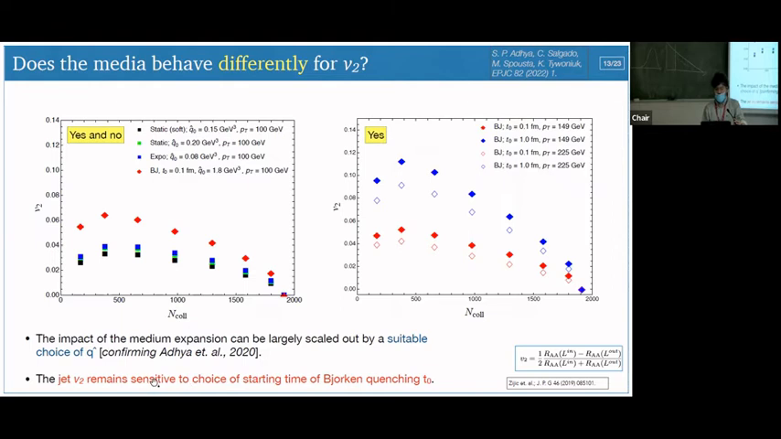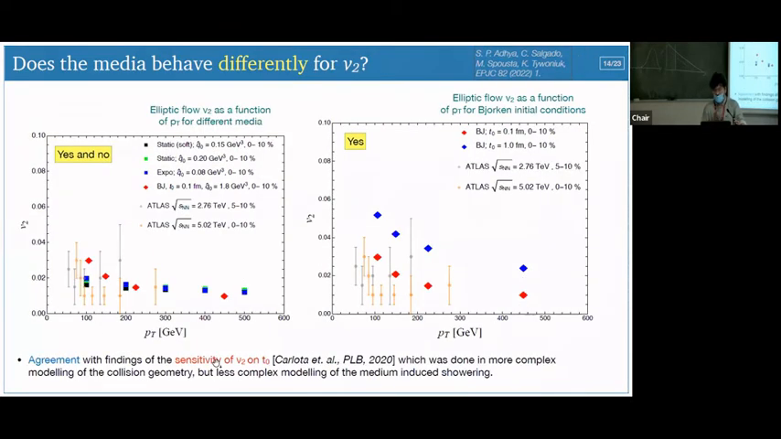So we should say that the jet V2 remains sensitive to this initial quenching time of the Bjorken, and this was also contemporarily shown by Carlotta et al., where they studied the sensitivity of the V2 on this initial quenching time, but they assumed a more complex modeling of the collisional geometry, while we assumed a very simplistic model, like a hard sphere model. From there, we arrived at these qualitative differences.